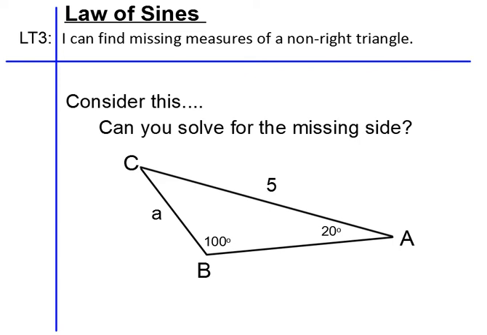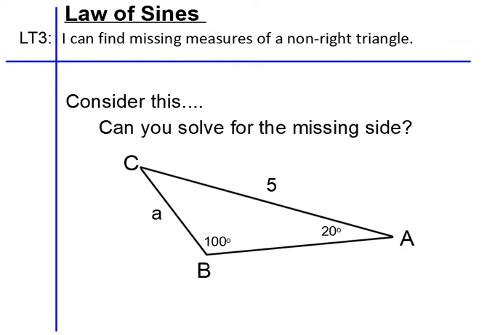Next up in our unit on trigonometry is Learning Target 3, Law of Sines. We're going to use this to find missing measures of non-right triangles, because up until now we've used trigonometry only on right triangles, using sine, cosine, and tangent to find angles and missing side measurements. But what if you have a problem like the one below?